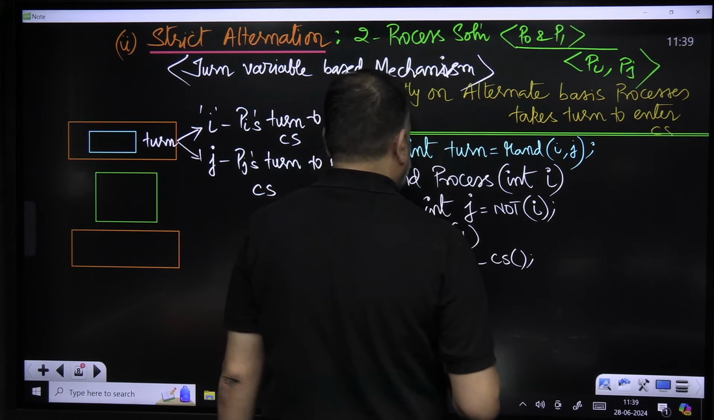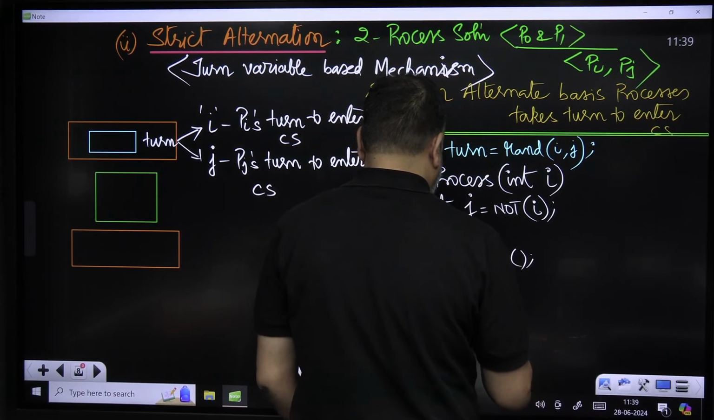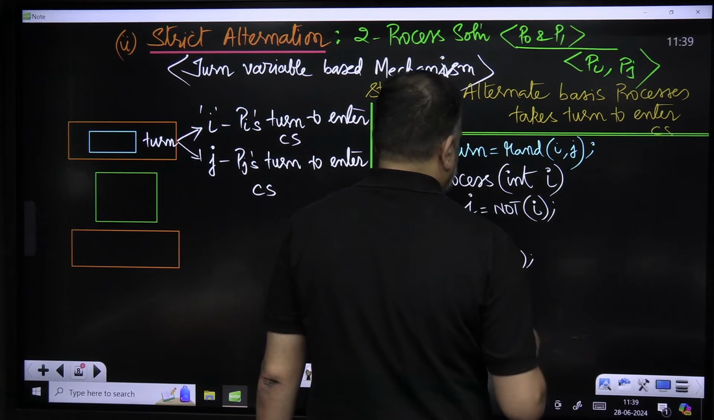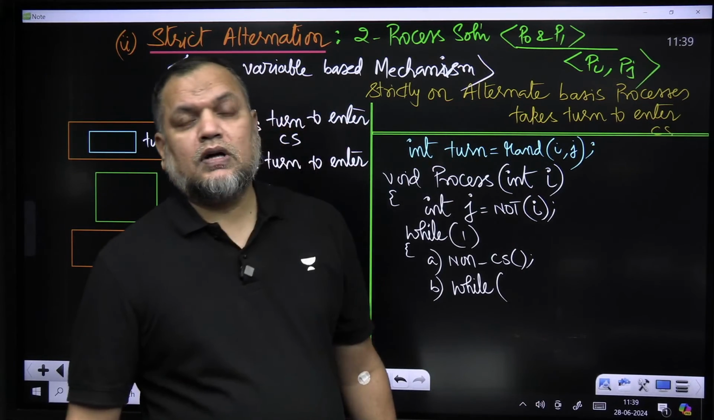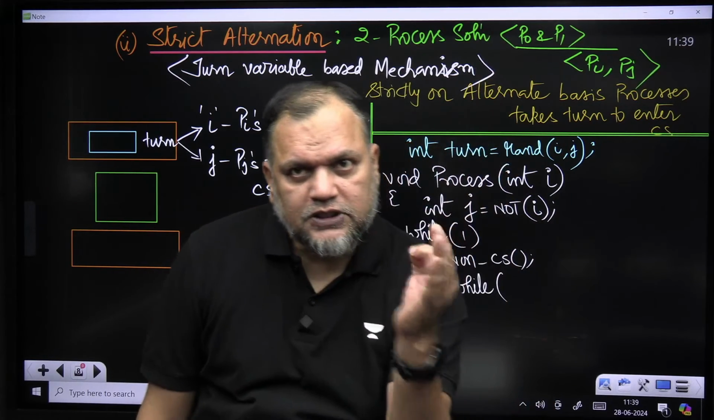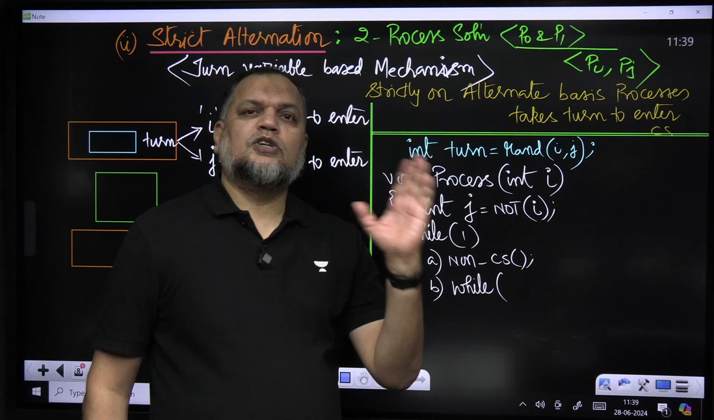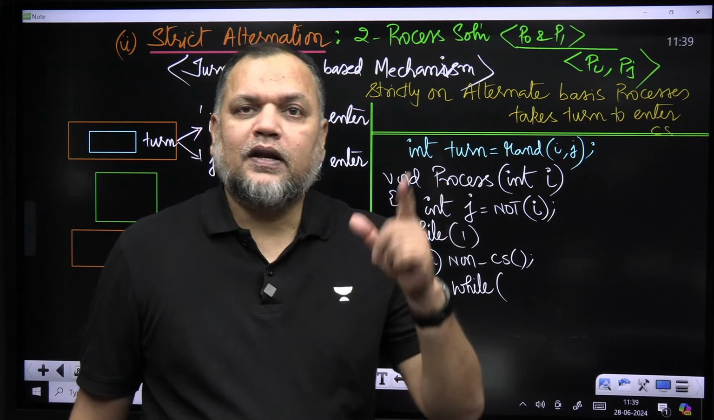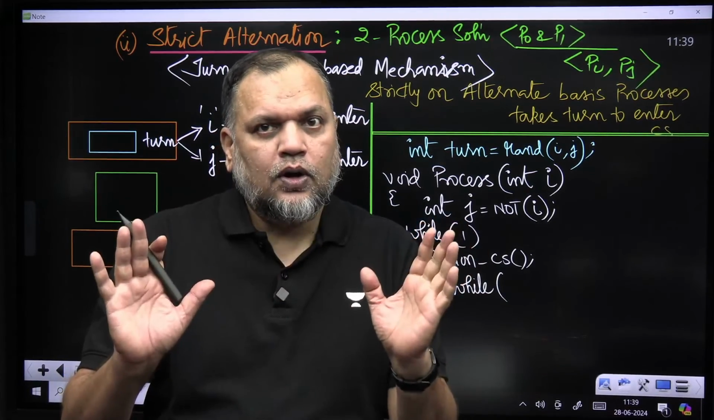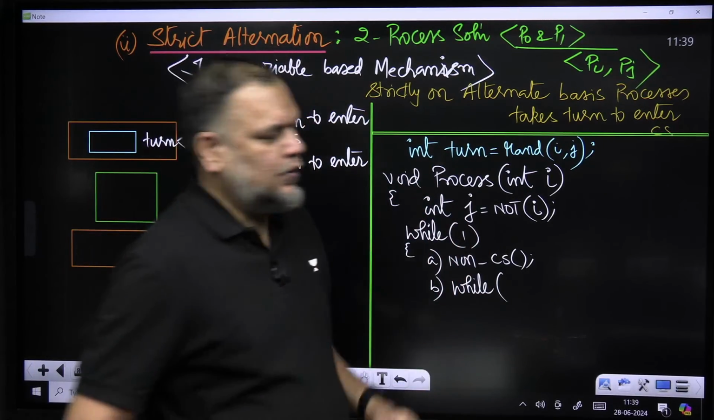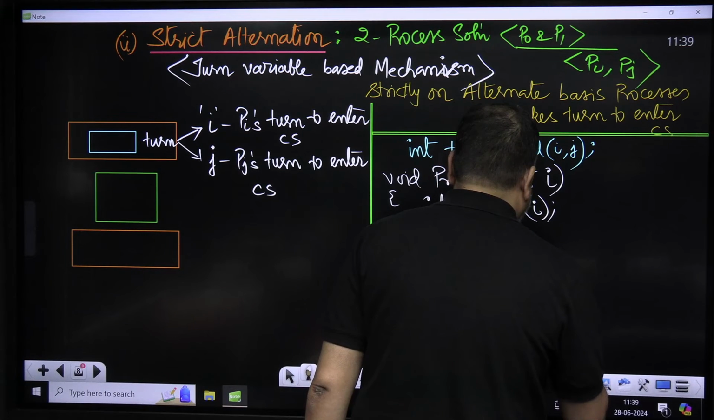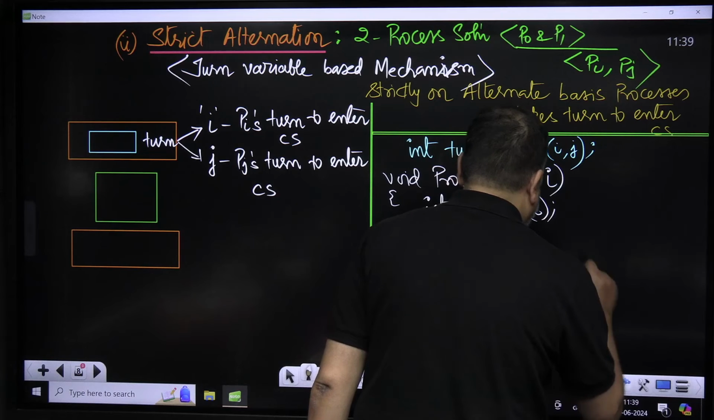And then the process will have entry section code. The entry section is busy waiting, so again we will have a while loop here. So I will say what? Now the question is, under what circumstances should process I, the running process, busy wait? Process I should busy wait when it is not its turn. That means if the value of turn is not I, then it has to busy wait. So therefore I will simply write: turn is not equal to I, busy wait.